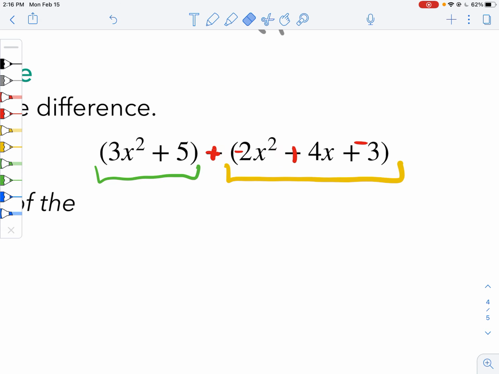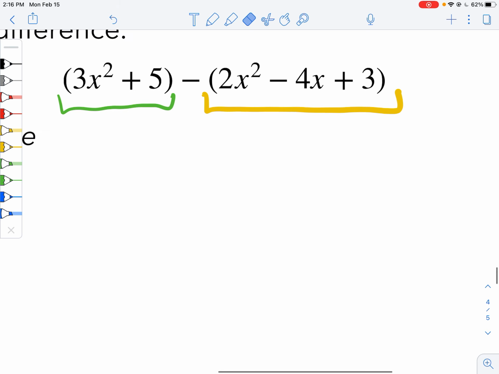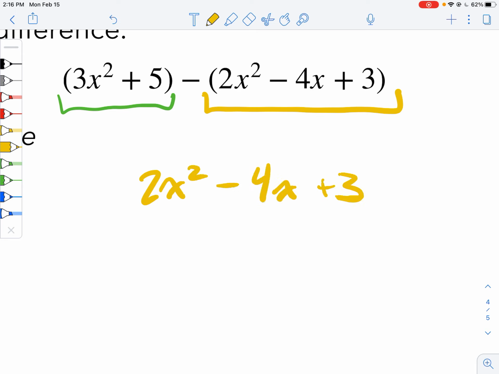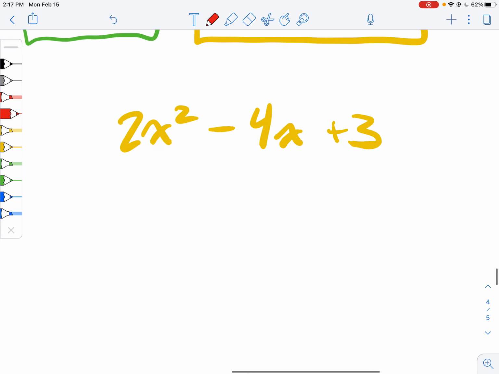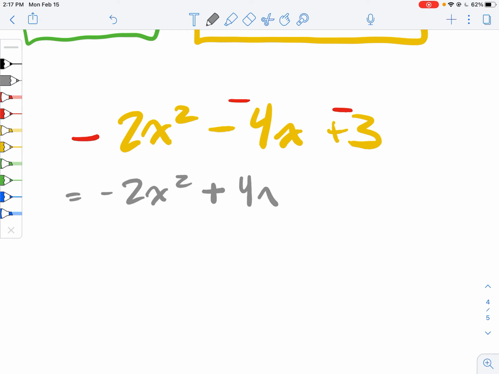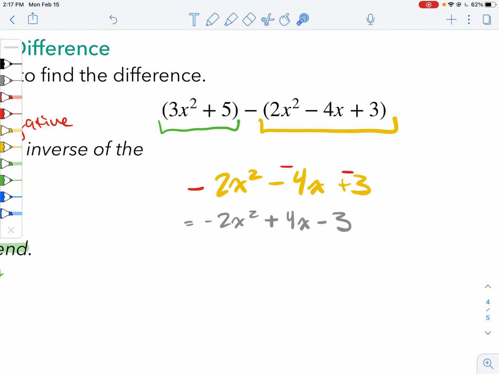So let's first just find the additive inverse of the subtrahend. All we're going to do is take that second number, which is 2x squared minus 4x plus 3, and to find the additive inverse, that means make it negative. Change everything to be its opposite. So we put a minus, a minus, a minus. Put a minus on everything. So that comes out as -2x squared plus 4x minus 3. Okay, cool. Now that we have that, we'll add that to our first number.